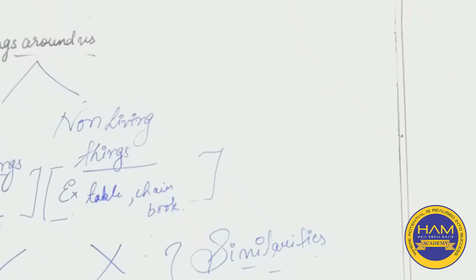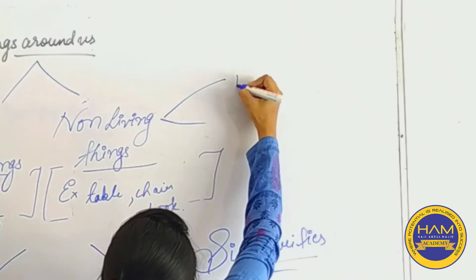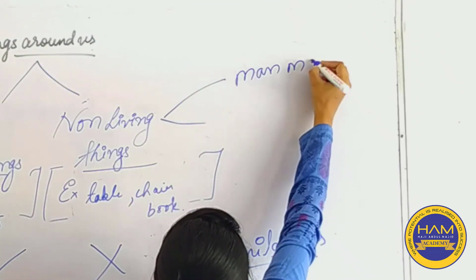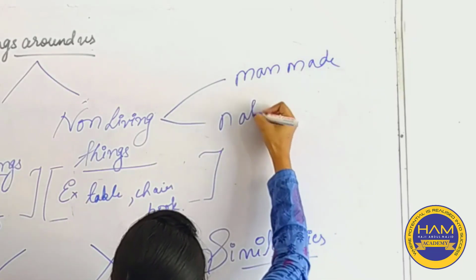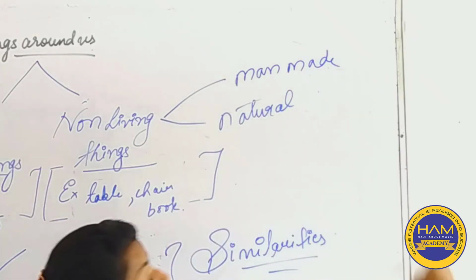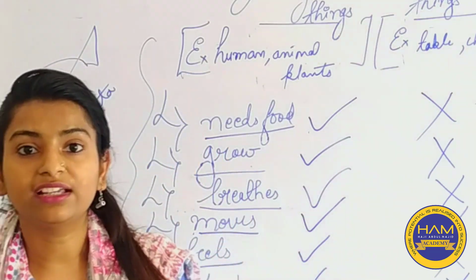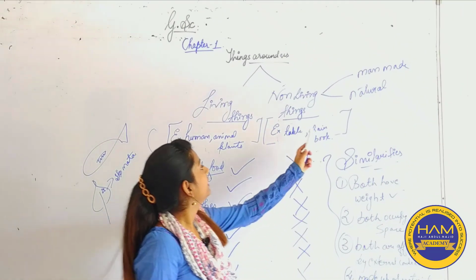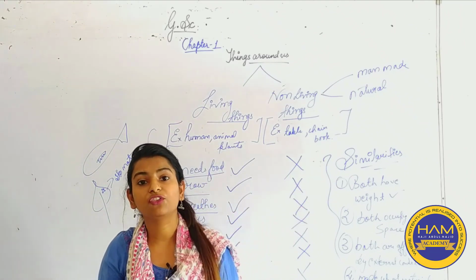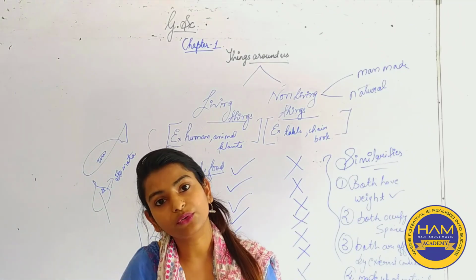Now, non-living things are also of two types. One is man-made and the other is natural. Man-made includes the things that are made by man, for example, table, chair, etc. And natural is that which is given by nature, for example, the cloud, the hills, the mountain.